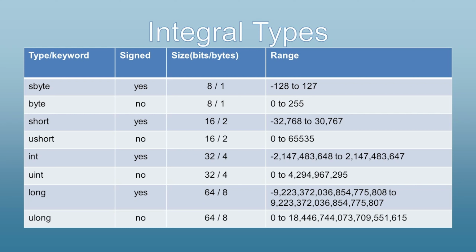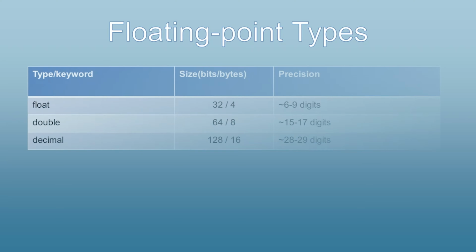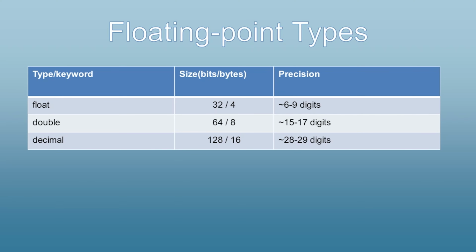The other kind of integer is a long, which is 64 bits or 8 bytes of data. I'm not going to even read out that number, but it's right there. And so that's integers. Pretty simple, pretty straightforward. What I mainly want to talk about is floating point types.